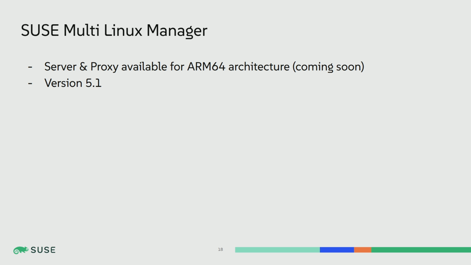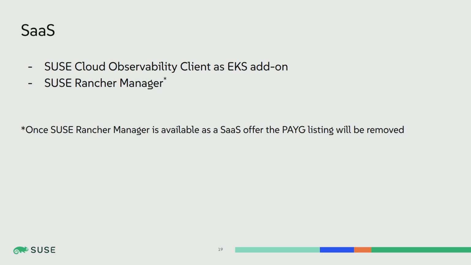SUSE Multi-Linux Manager, server and proxy, available on ARM64 architecture, is coming soon, probably in April. Currently this is only available on x86-64, and we're working on ARM. It should be up there with the next product refresh. And then we have version 5.1 coming up sometime in the middle of the year. And then for SaaS, the SUSE Cloud Observability Client as an EKS add-on also just finished, I think yesterday. This is why it's in the looking ahead section.